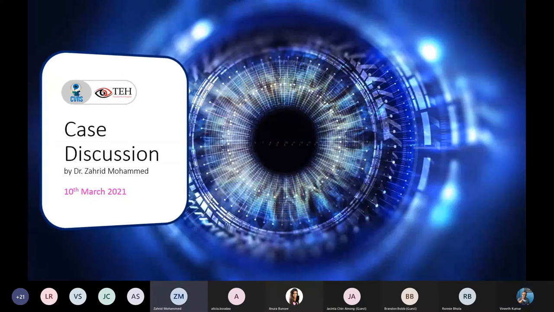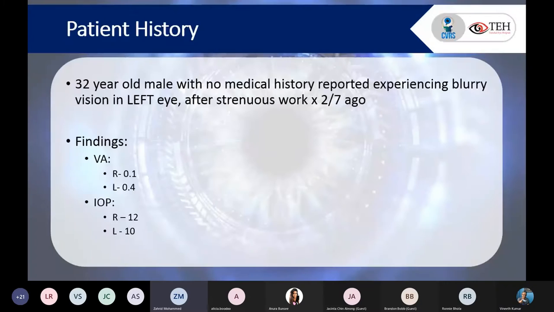Hi, good evening, everybody. I'm Dr. Mohammed, and I'll be presenting one of the cases for this evening's session. So the case starts with a history. It's a 32-year-old male, no past medical history, and he reported experiencing blurry vision in his left eye after performing some strenuous work 2 days prior to presentation.